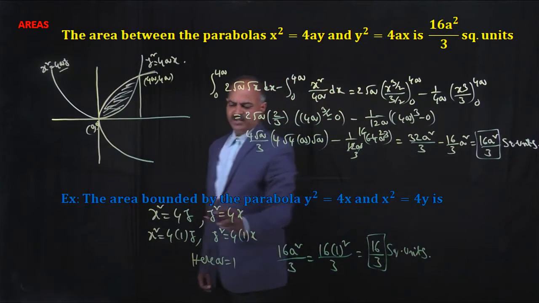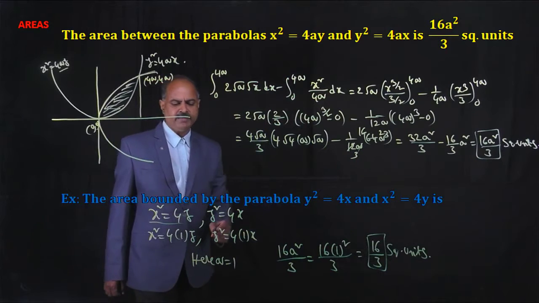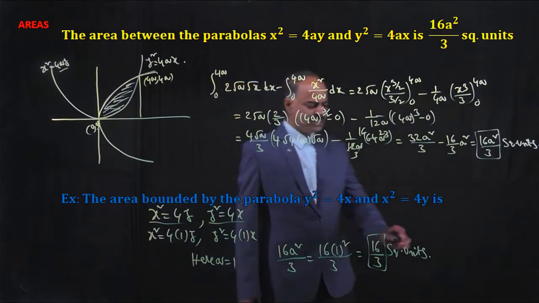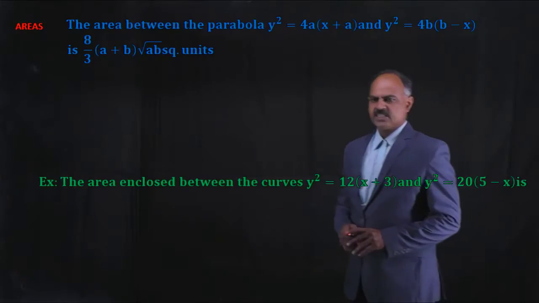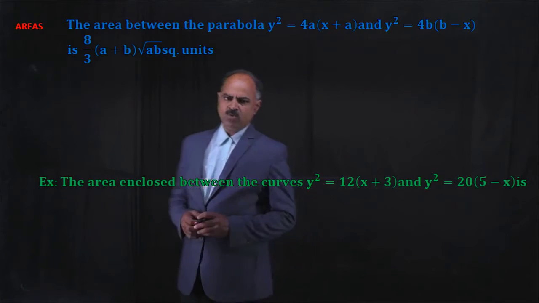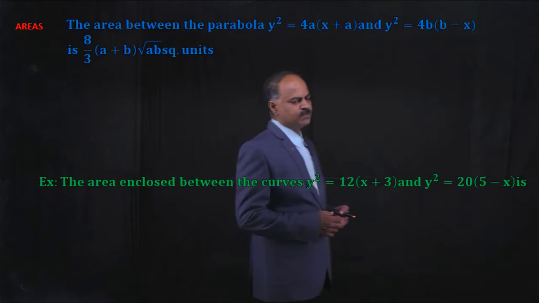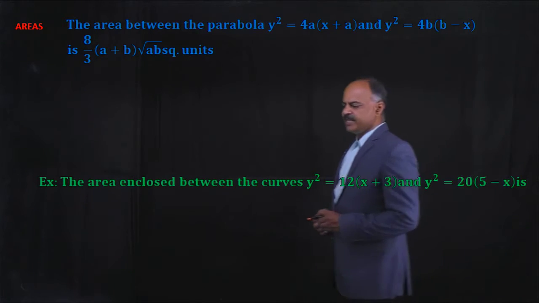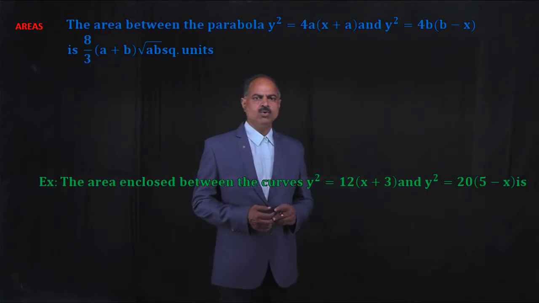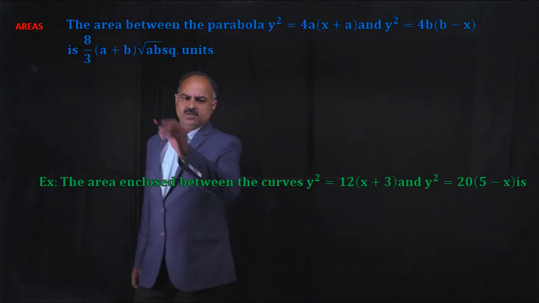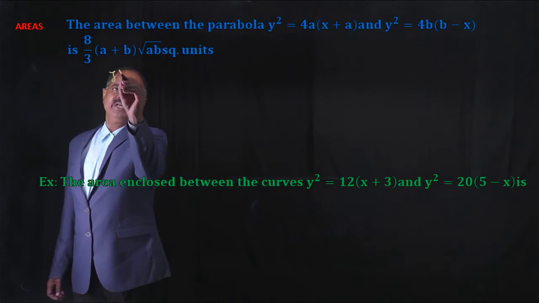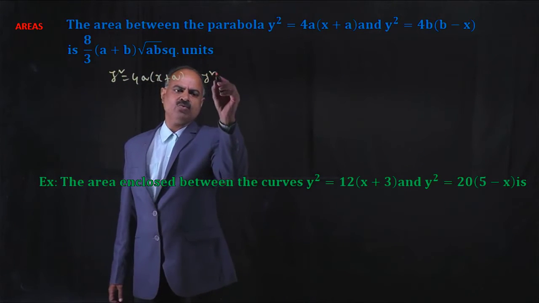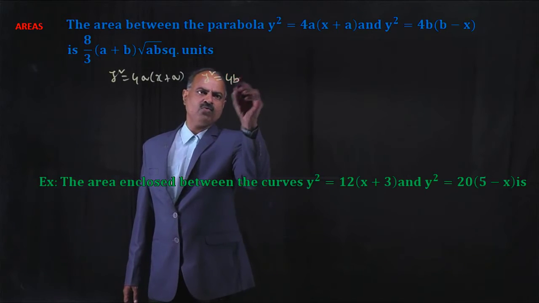Therefore the area of the region between the parabolas y^2 = 4x and x^2 = 4y is 16 by 3 square units. Next formula: the area between the parabolas y^2 = 4a(x + a) and y^2 = 4b(b - x) is 8 by 3 into (a + b) into root ab square units. So here the given parabolas are y^2 = 4a(x + a) and y^2 = 4b(b - x).